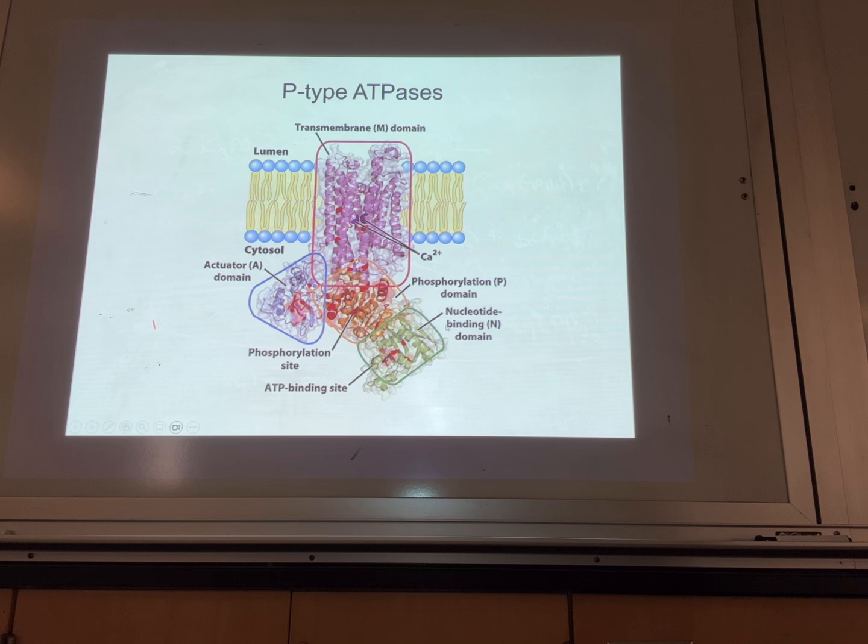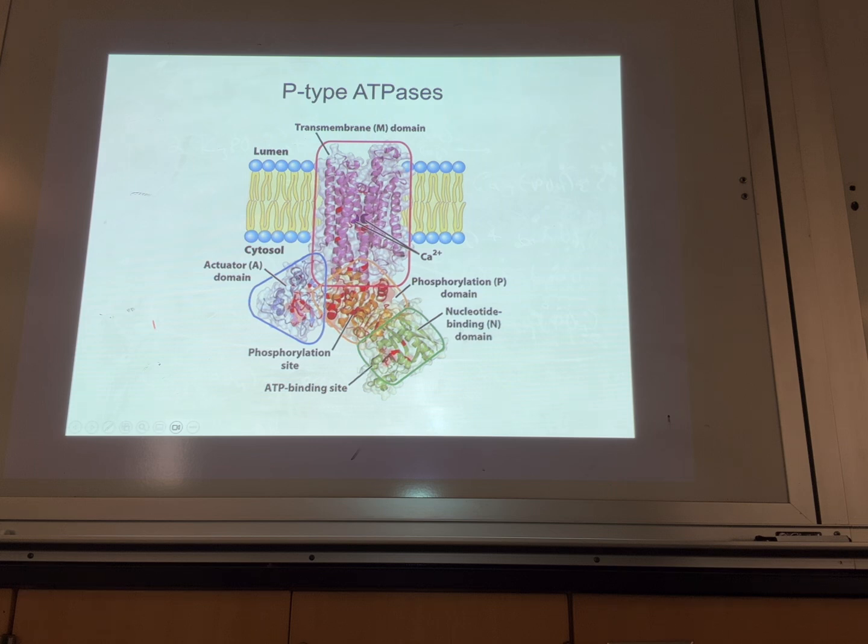ATP binds to the nucleotide binding domain. It then passes a phosphate over to the phosphorylation domain, or the P domain. That causes a conformational change in the protein. This conformational change is conducted through the actuator domain to the membrane domain. We need that because we just have to connect these two domains, the P and the N domain, to the M domain. No, I said a lot of letters there. So let's go over it again.